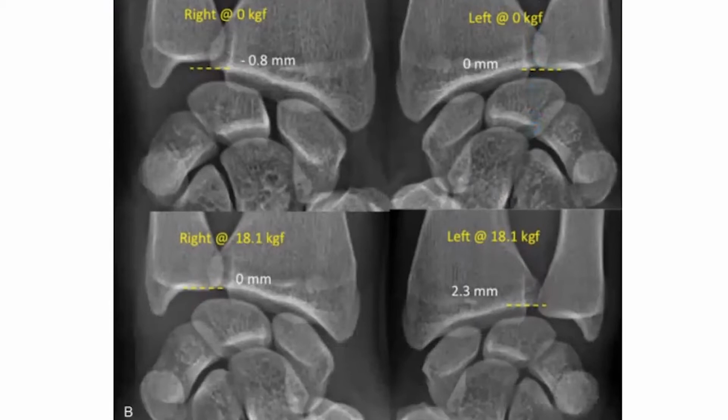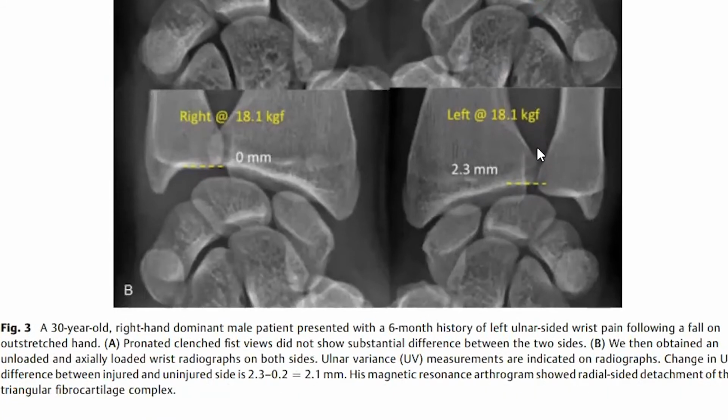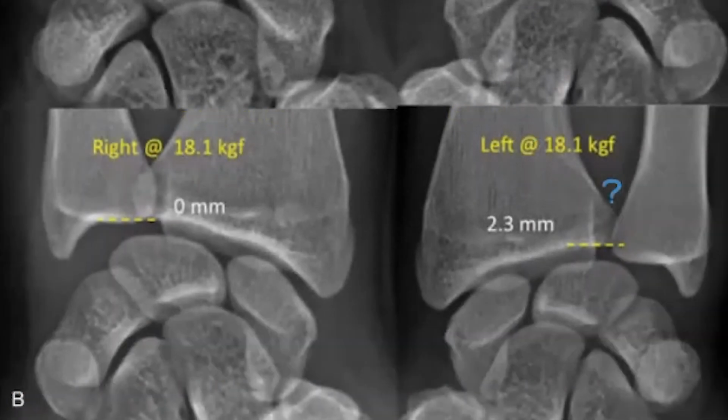So when you add this 40-pound load, which is just a functional load, look at the widening between the radius and the ulna. That widening is contributing to this huge ulnar variance. If you were to take this wrist and squeeze it externally, I bet you anything the ulnar variance would be the same. Especially as they showed that the magnetic resonance arthrogram indicated this particular case had a detachment of the TFCC on the radial side. So that goes with what you're saying. Yes.